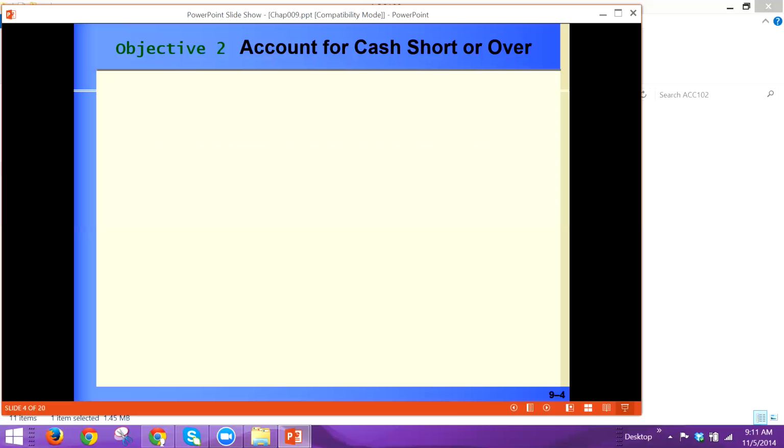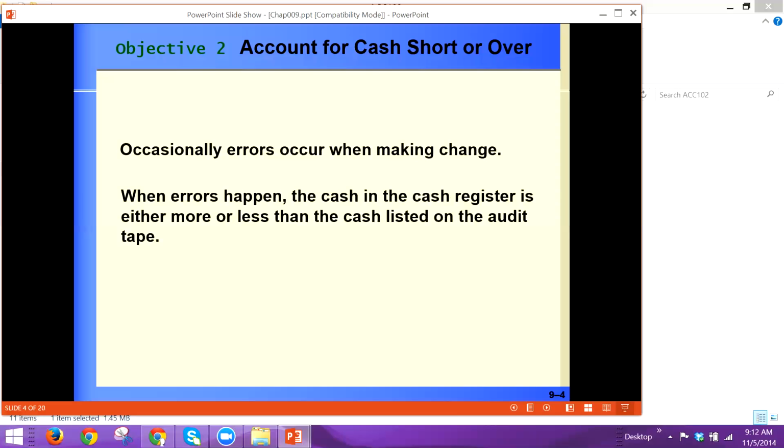Okay. So cash over short, or cash short over, occasionally errors occur when making change. When errors happen, the cash in the cash register is either more or less than the cash listed on the audit tape. So when you have the balance in a cash register, you know it from the cash audit tapes. What happens when the cash drawer, when you count it at the end of your shift, doesn't match the audit tape? So that's cash over short.